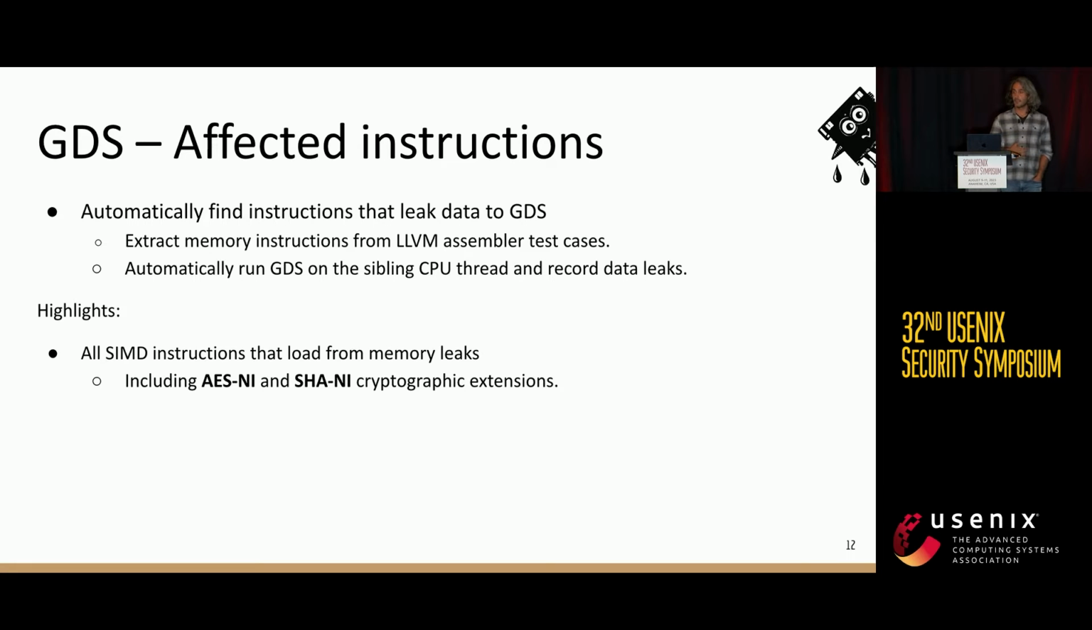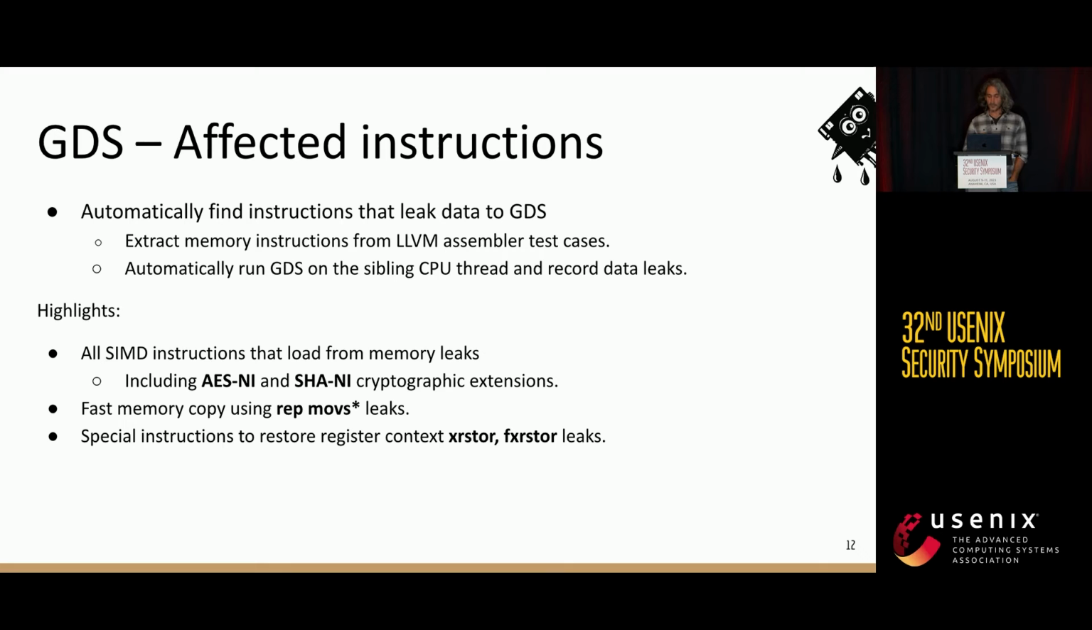That includes extensions like AES-NI and SHA-NI that are developed to execute cryptography fast. Also, there is this important instruction for copying data fast, which is called rep mov, that also leaks. And also some special instructions to restore the register context also leak. And apparently these last two are instructions that are microcoded to execute in a SIMD fashion.